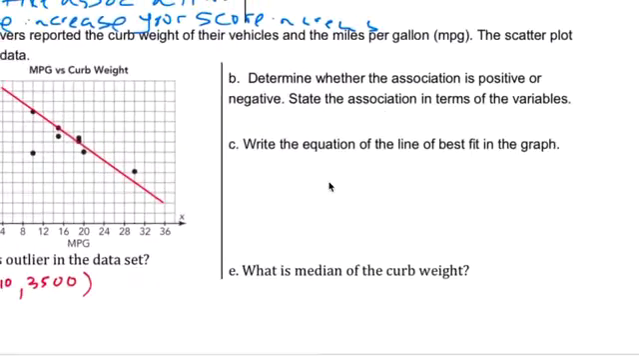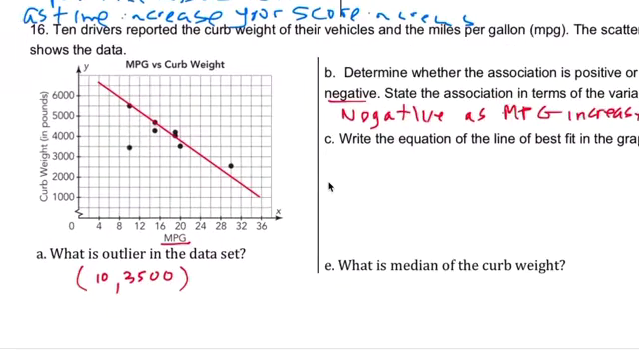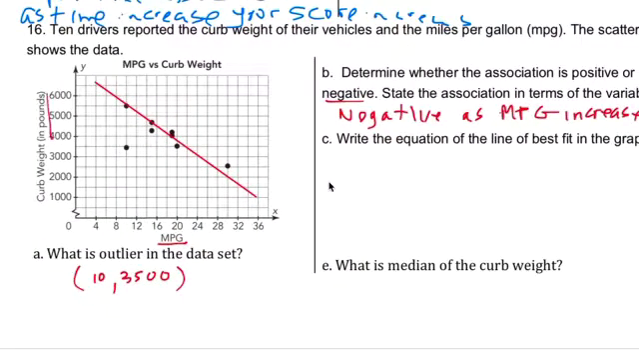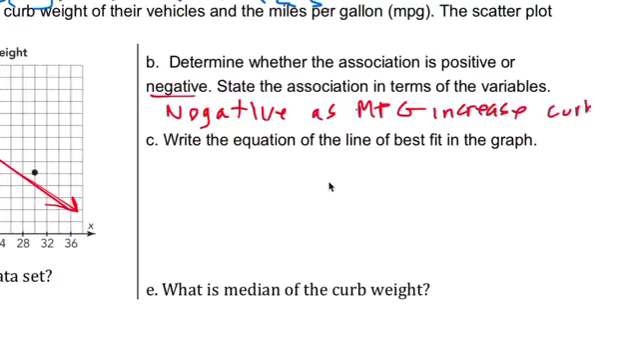It is a negative association. Negative. Take the association: as mpg goes up, miles per gallon increases, the curb weight goes down. Curb weight decreases. Use the math word decrease.